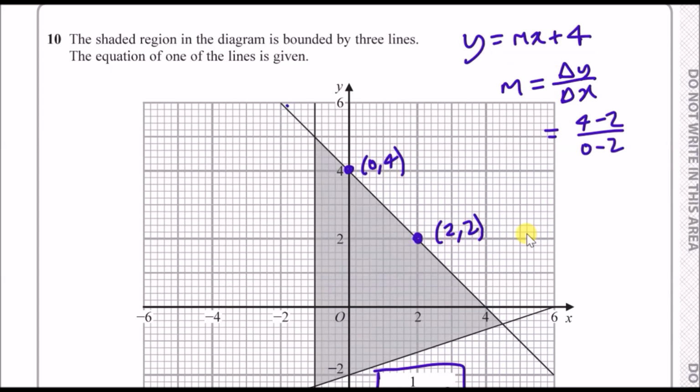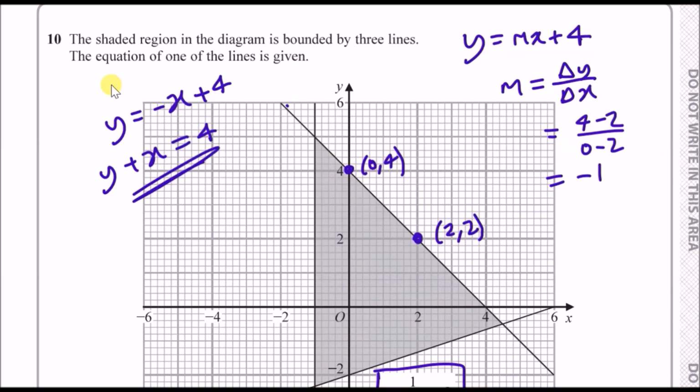Now guys, when you subtract coordinates, always do it in the same order. So if you start with the first one, you have to also start with the first one again for the x coordinate. And then working this out, you're going to have 2 over minus 2, which is just minus 1. So the gradient is just minus 1. In that case, our equation is therefore y equals minus x plus 4. Or to make it look a bit more fancy, you can add x across, so it'll be y plus x equals 4. Both is fine.